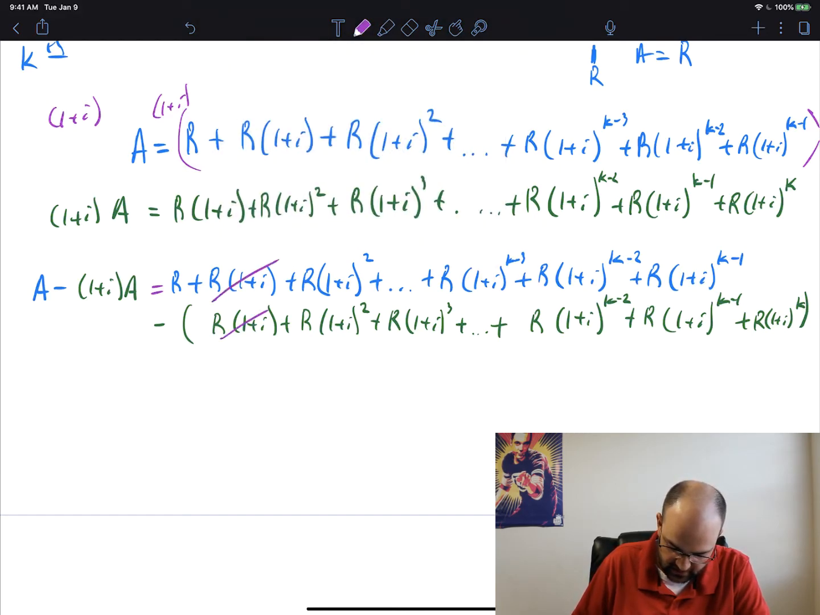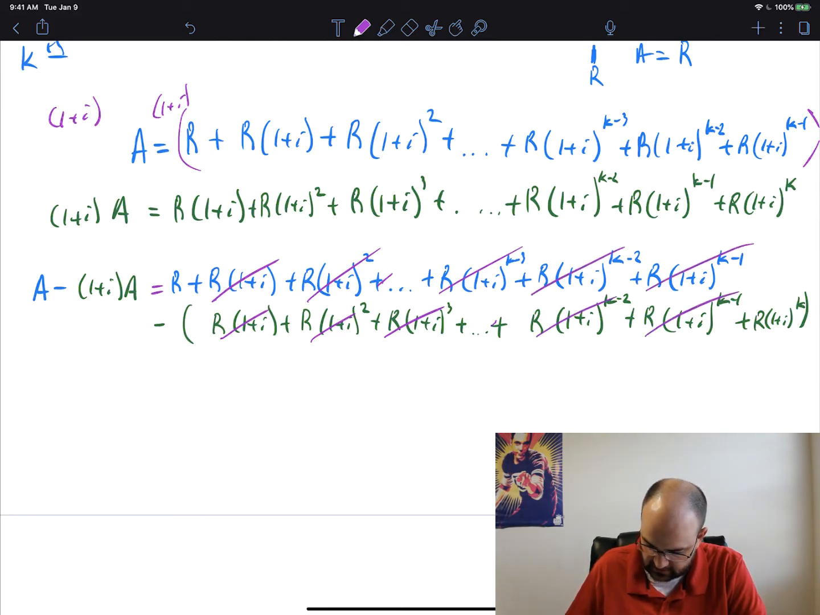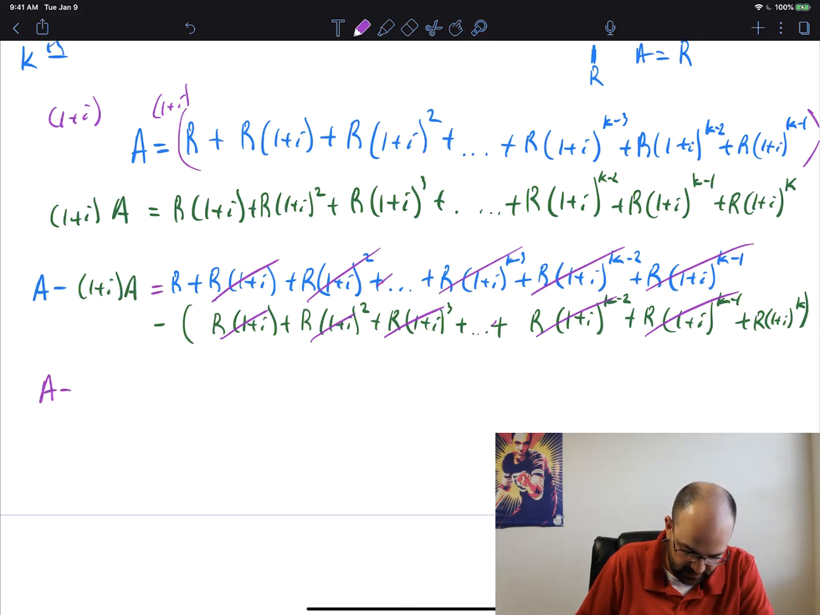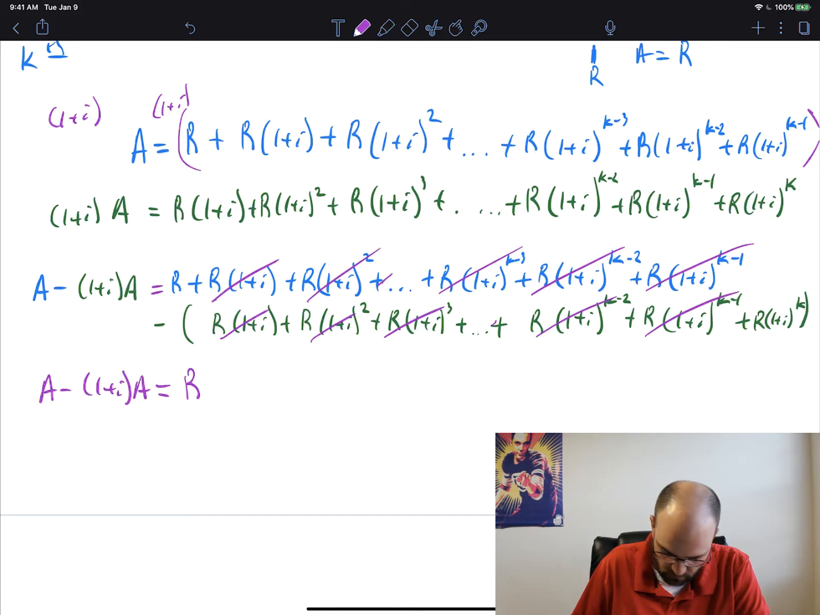So that and that, that and that, that and one in here, and then that and one in here, and all of those ellipses, they'll all cancel. And then that and that, that and that. And notice that what we're left with is just R, minus the R times 1 plus i to the kth power. So what we really have is A minus 1 plus i times A is equal to R minus R times 1 plus i to the kth power.